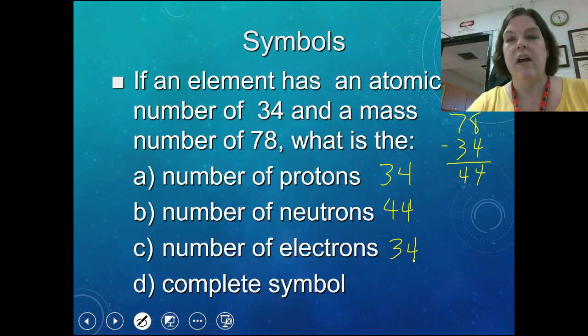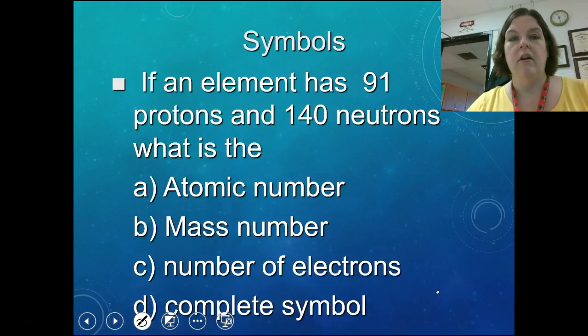So this is where we have to look a little bit. We have to look at our periodic table, and we have to look at some other stuff. So we know that 78 is going to go as a superscript, 34 is going to go as a subscript. What's the chemical symbol? Atomic number 34 is selenium, or Se. Very good.